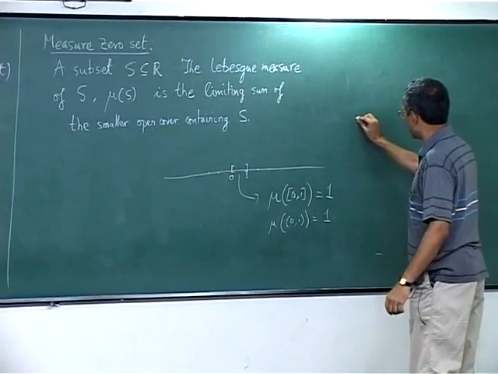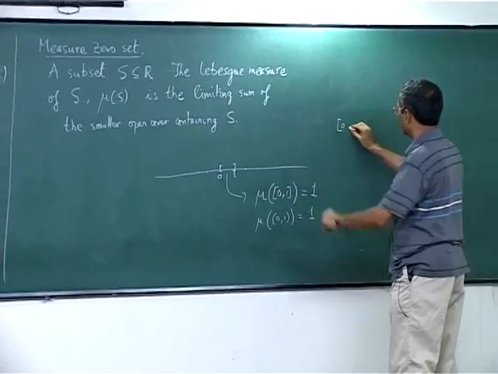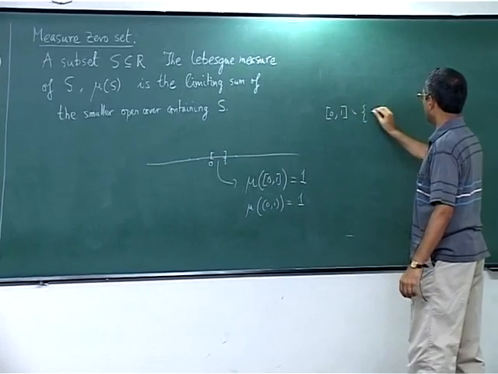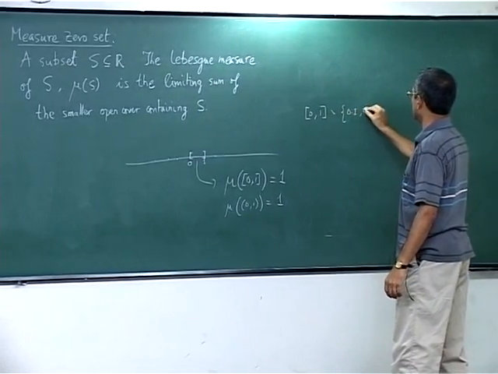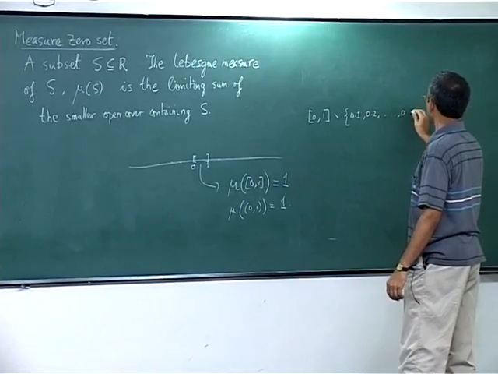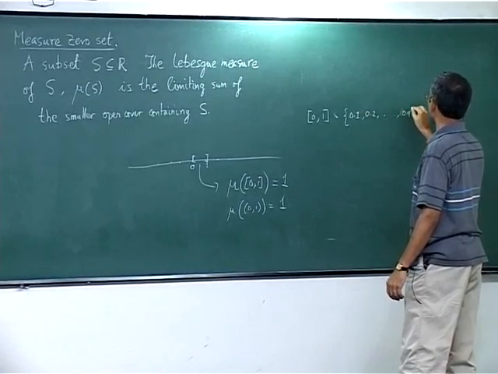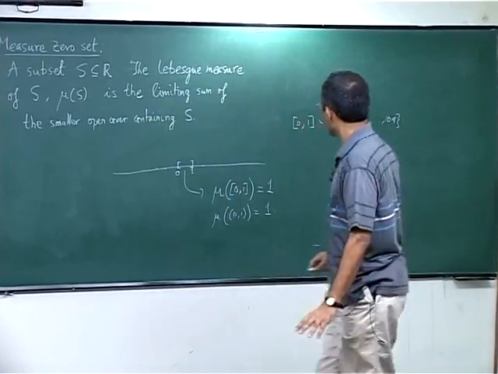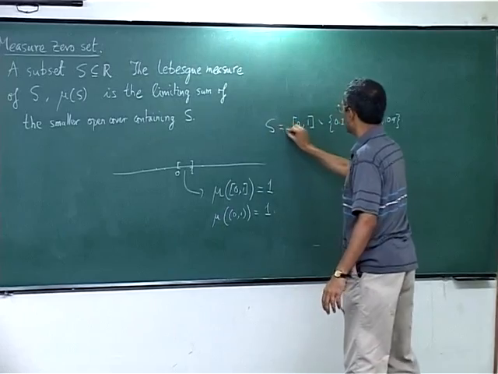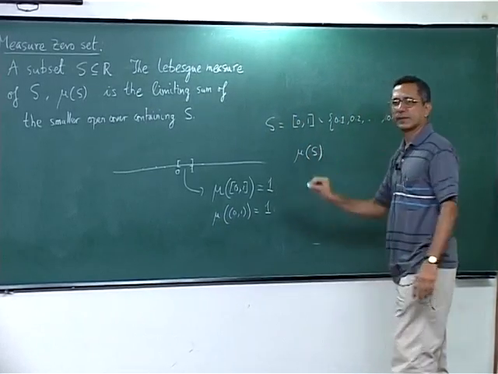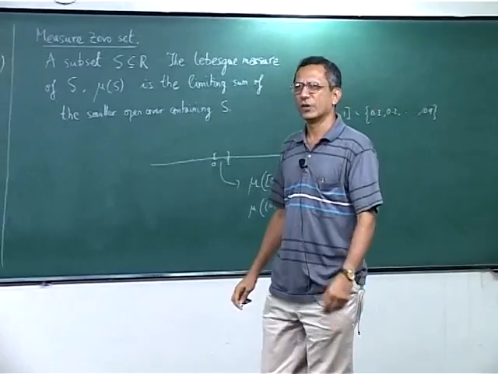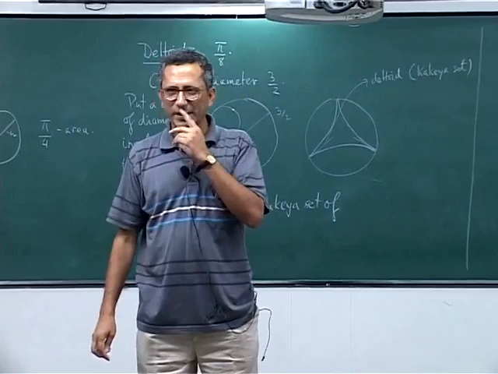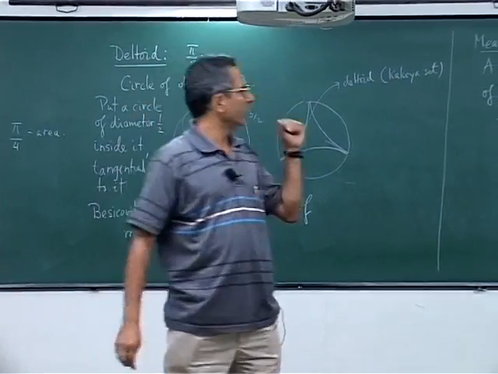Similarly, I am trying to explain this definition through some examples. Take the set 0, 1 and drop, let us say, the points 0.1, 0.2, up to 0.9. So you have thrown away 9 points from the interval. What should be the measure of this set? Suppose S is this. It should be still 1. Why? Because it is a finite number of points.